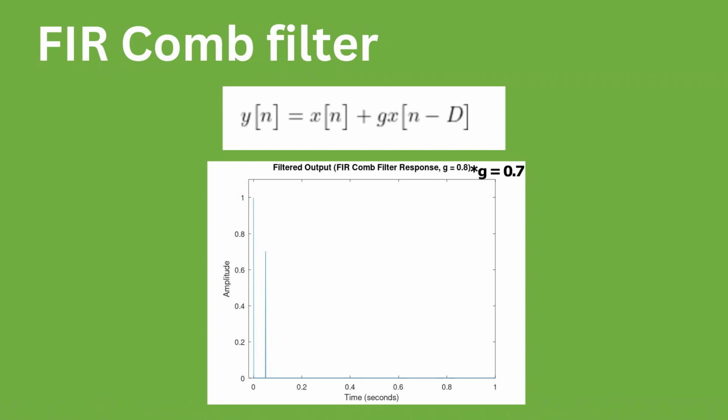So this figure shows what happens if you put an impulse into an FIR comb filter, and as you can see, that impulse is repeated with the delay and also an attenuation.